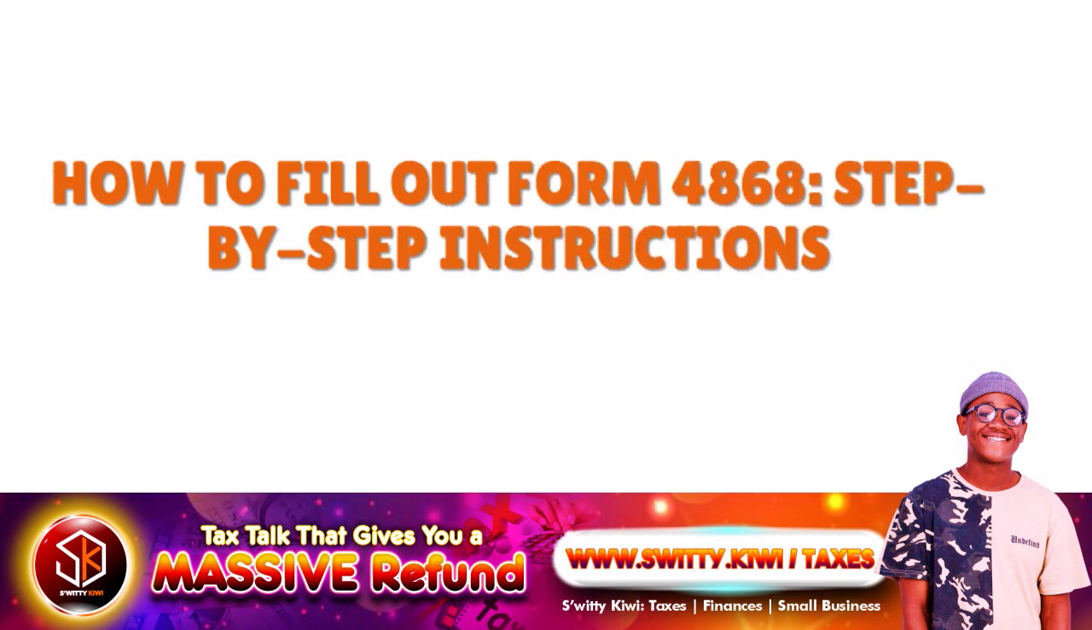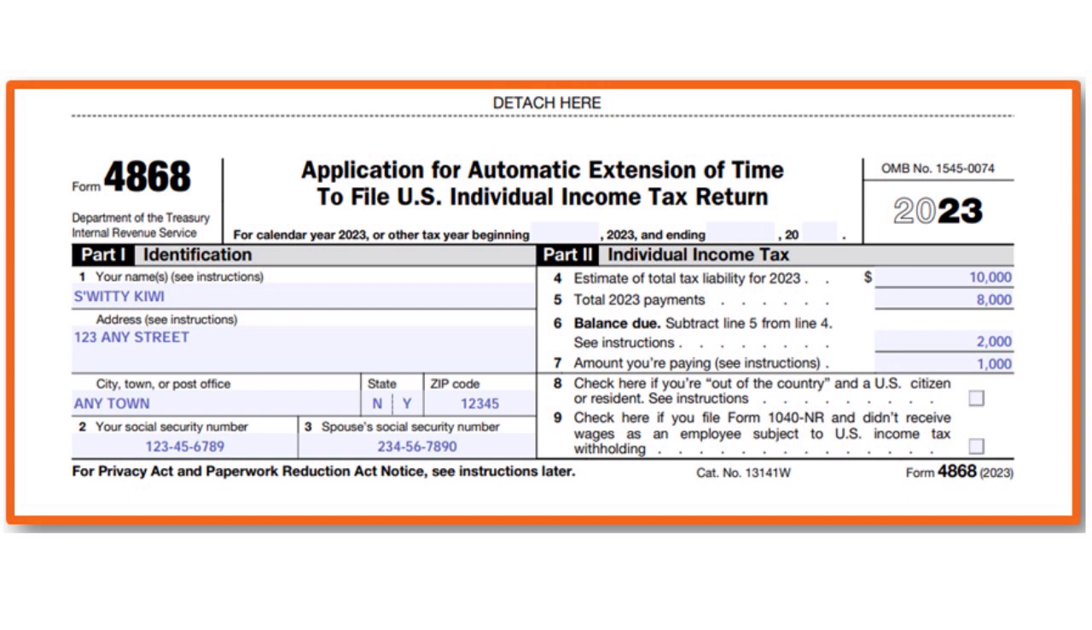Let's dig a little deeper in terms of the steps you need to follow. Form 4868 is a relatively simple form. You have to provide your personal information, including your name, address, and social security number. As I showed you before, you want to estimate your total tax liability for the year. You want to enter any payments you have already made towards your tax liability. You want to calculate your balance due, if any. You want to determine the amount you want to pay with your extension request, and sign and date the form. Please sign and date the form. If you don't sign, the IRS will not process your extension request.